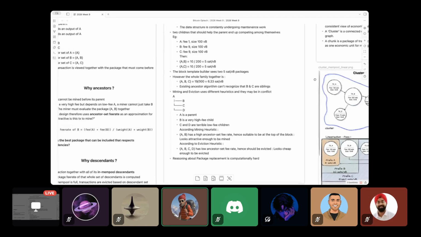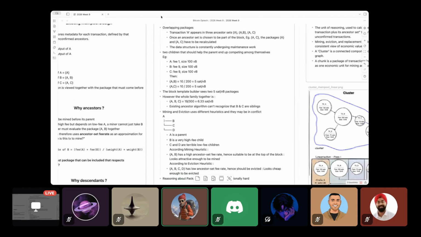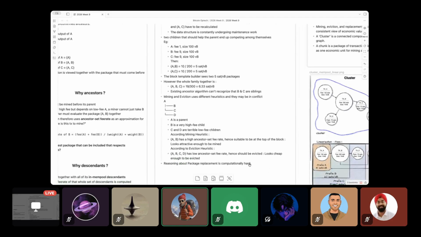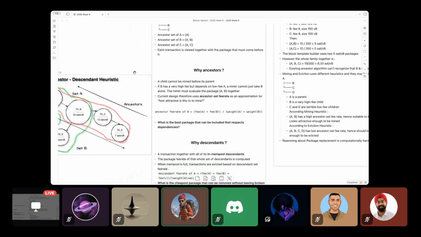So these are some of the issues: overlapping packages, mining and eviction heuristics clashing with each other, and the high computation required to reason about the frequent changes happening in the mempool. These are some of the drawbacks associated with ancestor descendant heuristics.